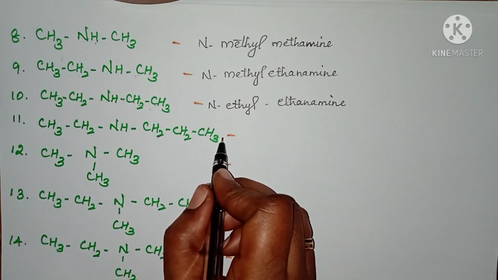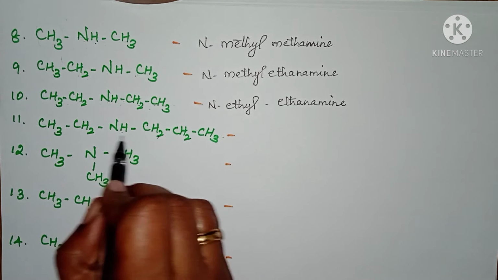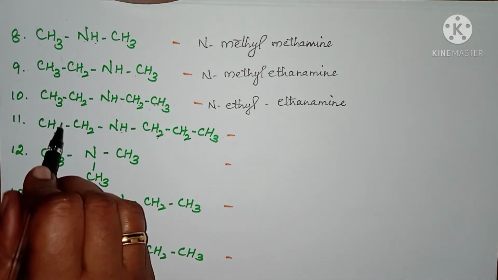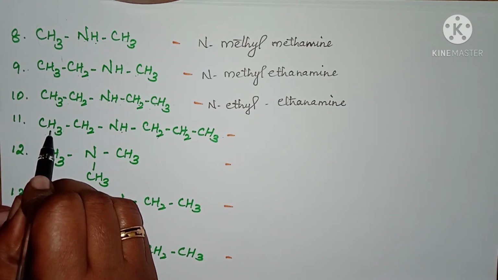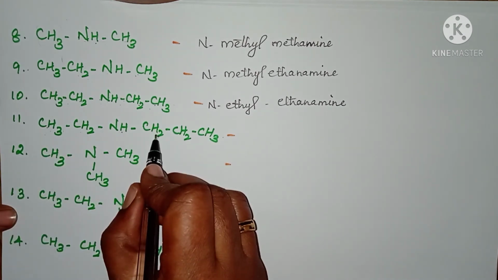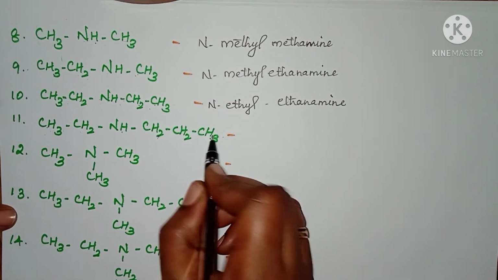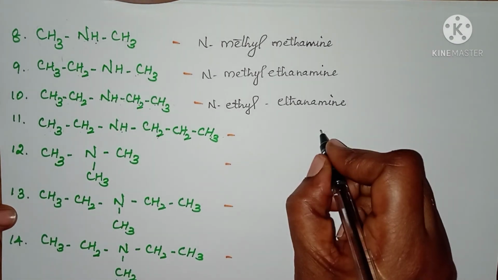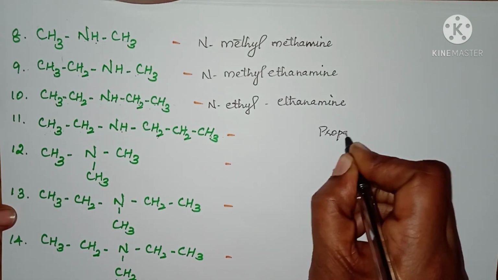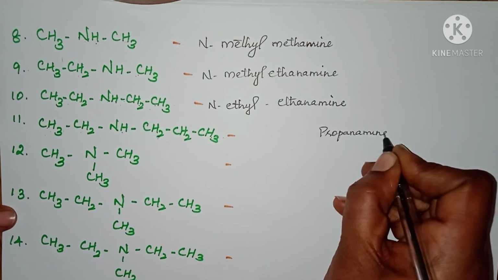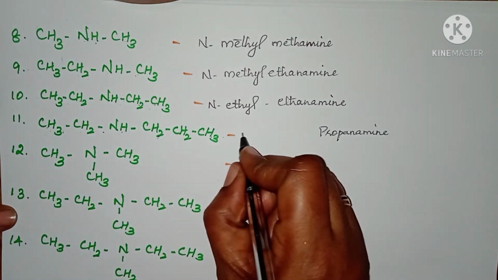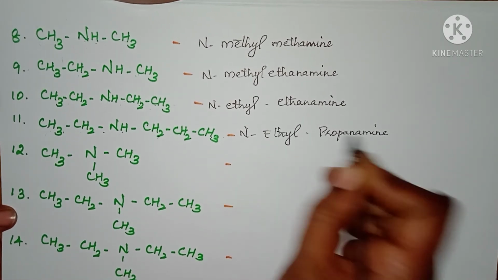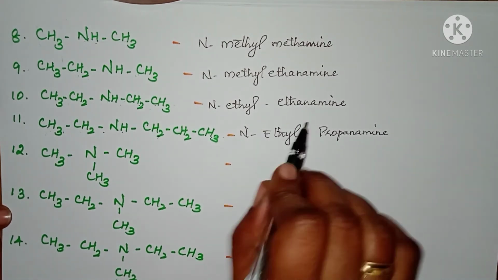Now the next one, here also the same. Come on, you just give the name. N, here, which is a longer group? The second one and third one are the same. Now the second one: an ethyl group is there, and here a propyl group is there. Which one do you have to give more priority? The longer one you write at the last: propanamine. Here N-ethyl propanamine. Got it? Now you know how to write it.